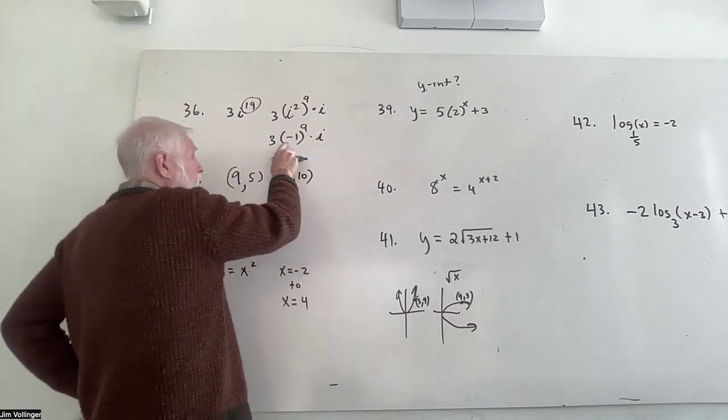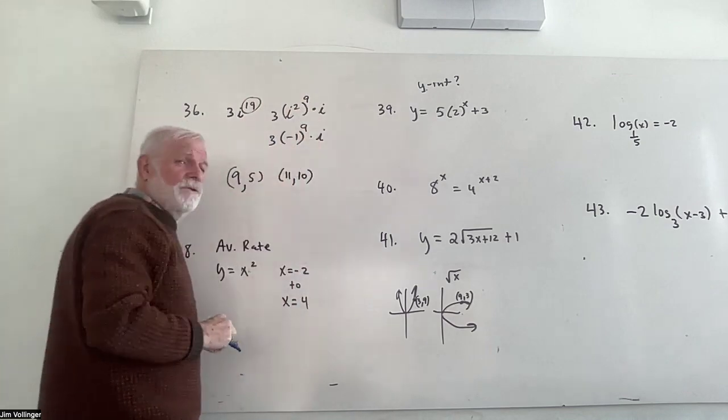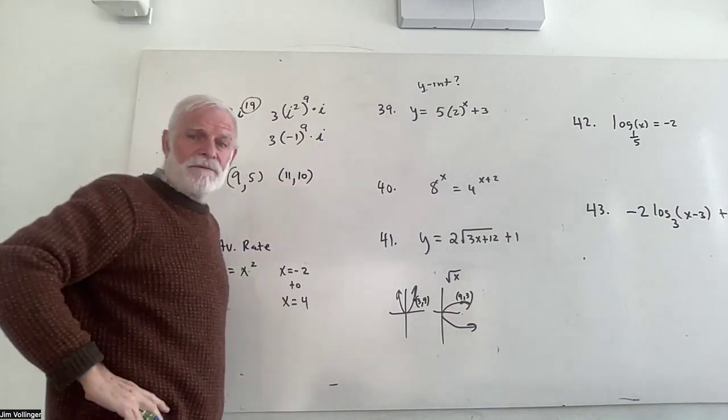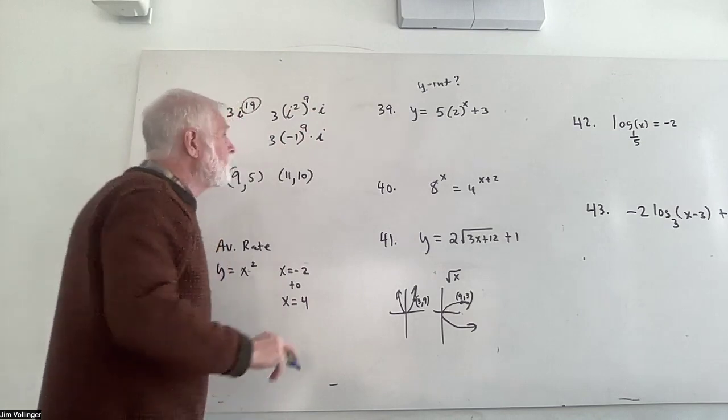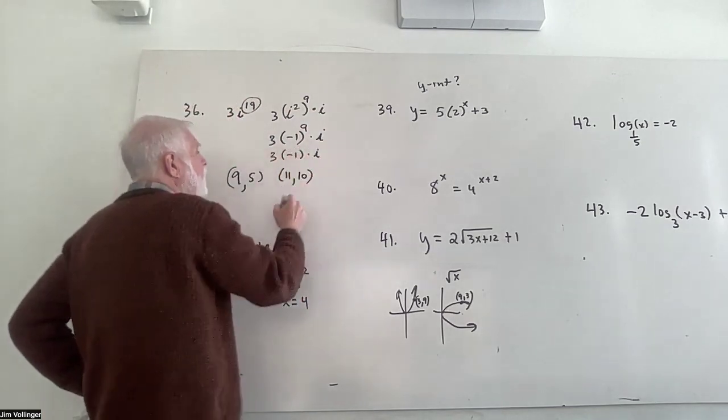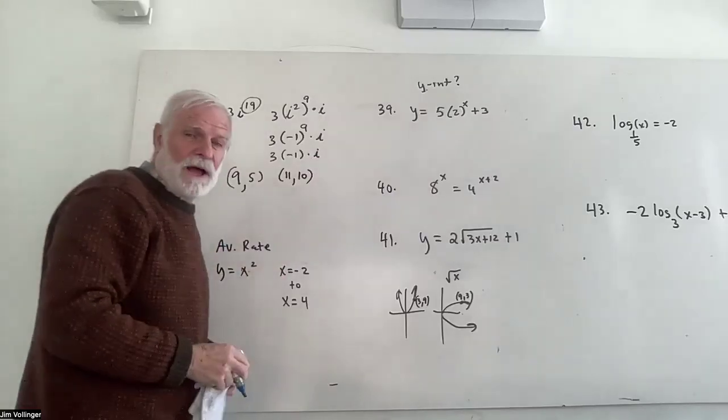Okay? And I think it's important for early algebra students to know if I multiply -1 times -1 times -1 9 times, I'm going to get a negative. I'm going to get 3 times -1 times i. So that answer is -3i.